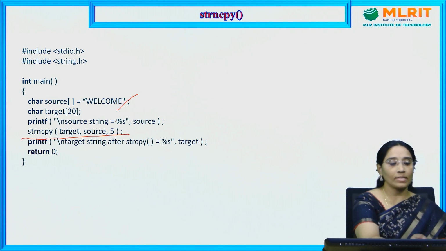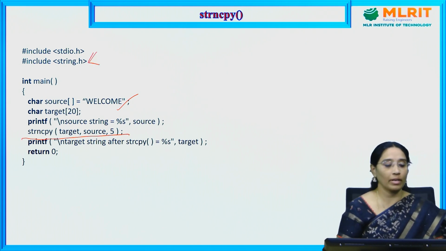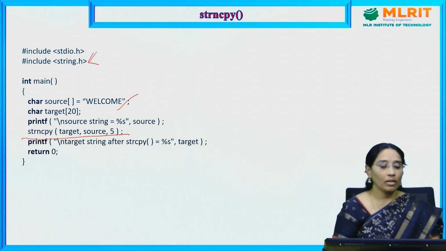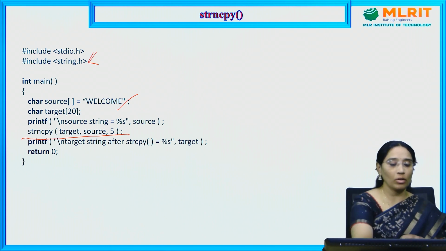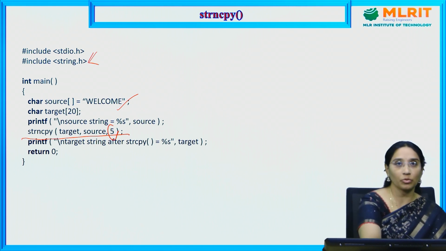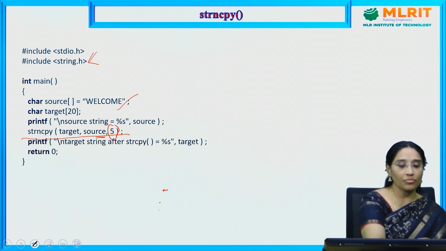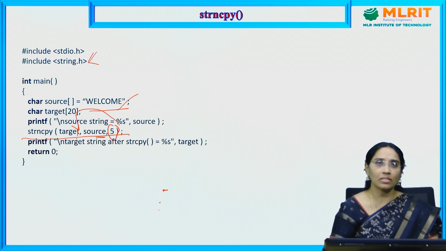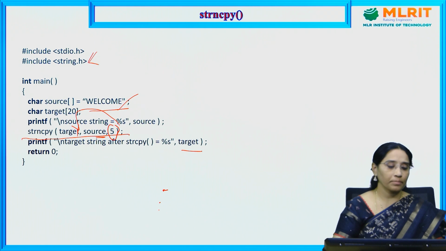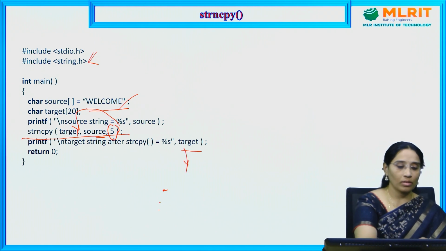The strncpy function also exists in the string.h header file. So strncpy of target, source, 5. Here we are trying to copy only the first 5 characters from the source string, that is this welcome string, to the target string. Here we have taken one string name as source and another string name as target. So here target is printed, and you will get the output like this.